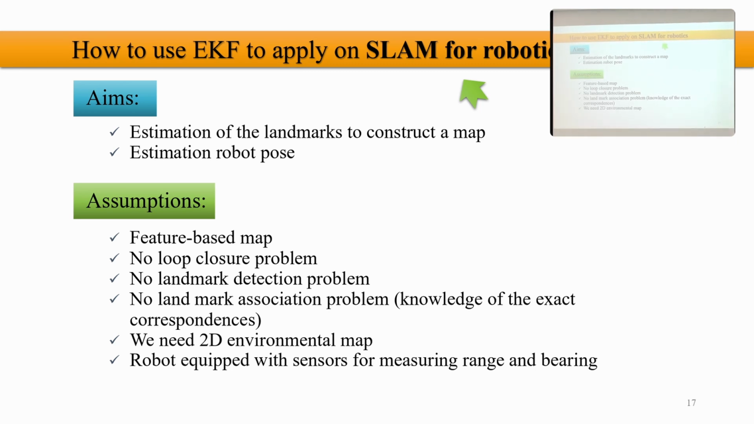So for now, we also consider a 2D environment map, not a 3D environment map. Because if you think about 2D and 3D, you may want to construct a map with a landmark that is hanging somewhere. So that's also another challenge. But we say, okay, let's talk about the simple problem. We also assume that the robot is equipped with sensors for measuring range and bearing. What was range and bearing? Measuring the distance and angle of where the robot is looking. Okay. Is everything clear here?